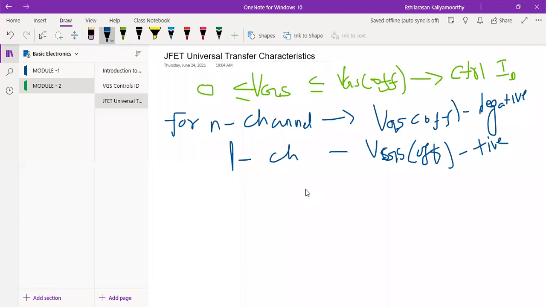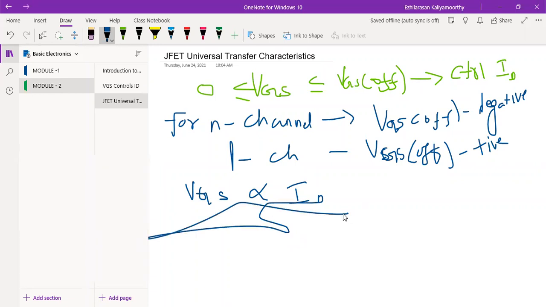Because the VGS does control ID. Very, very important. That is why you can say, very simply, the VGS controls the ID. The relationship between these two quantities is very, very important. So now let us see what will be that. Let me go for that.